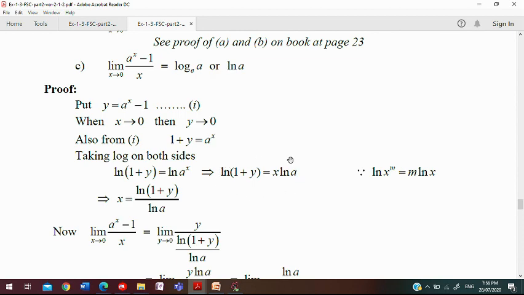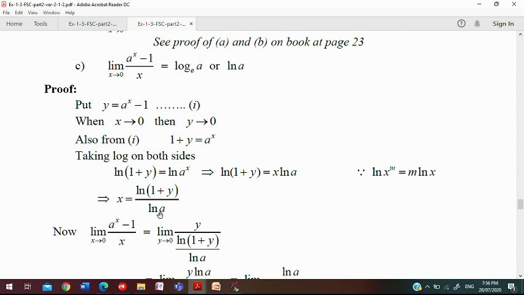Now by using this equation you can calculate the value of x. We have log(1 plus y) is equal to x log a. For the value of x, we take log a to the other side. Here log a is multiplied with x, so when we bring it to the left hand side, it will be divided by that factor. So we get x is equal to log(1 plus y) divided by log a.